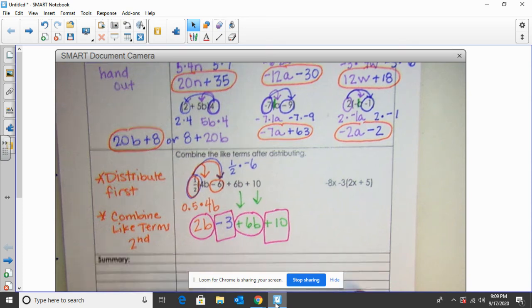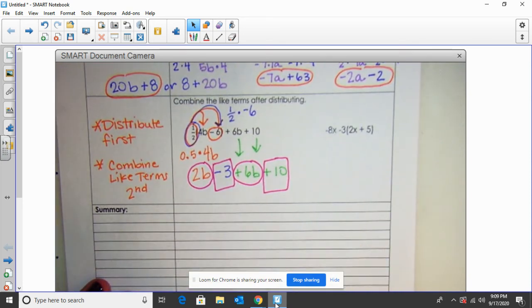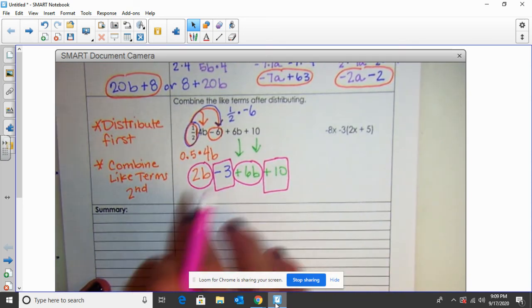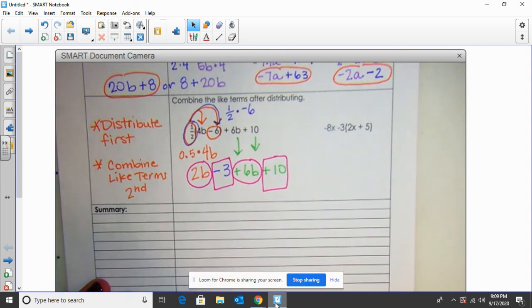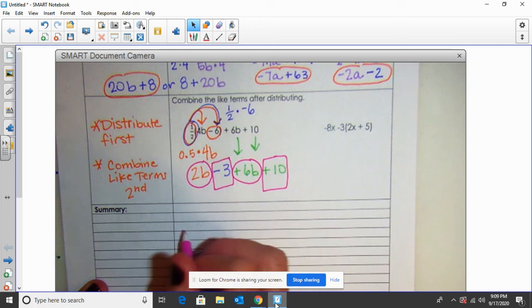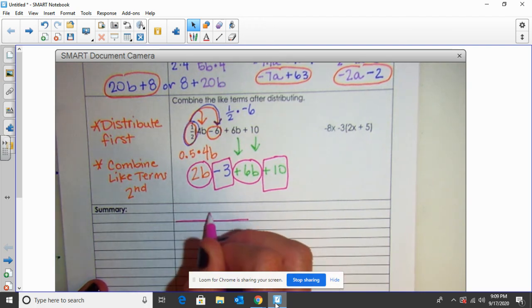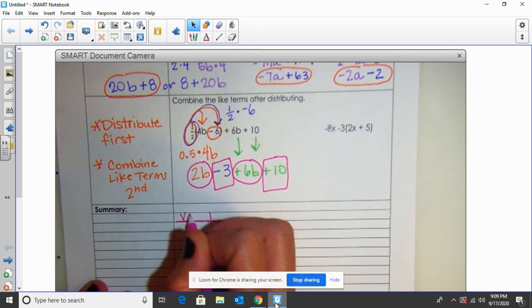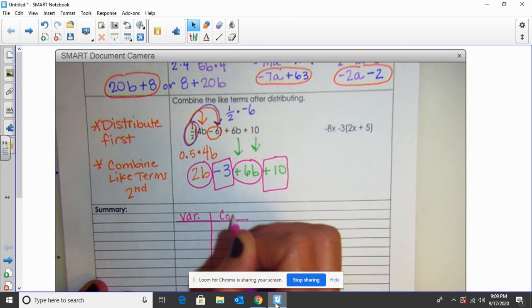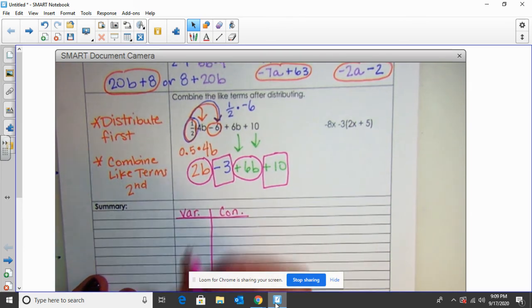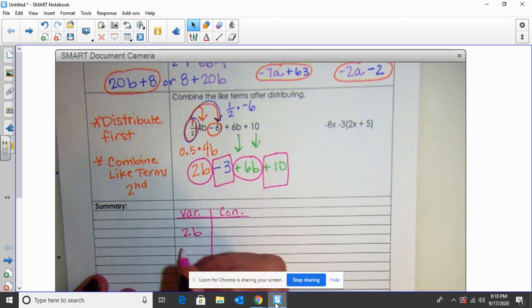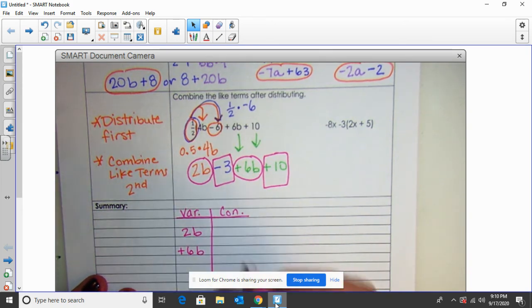So think back to the beginning of our notes when we set up our two columns, and I'm going to write in this space because you guys type your summary in your digital notebook, so you're not going to need this space here. So I'm going to use it for some math. So I'm going to make my two columns. I have my variable terms on this side and my constant terms on this side. My variable terms were 2b and 6b. My constant terms were -3 and +10.